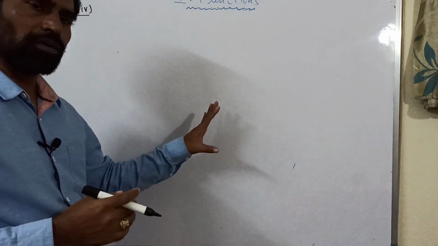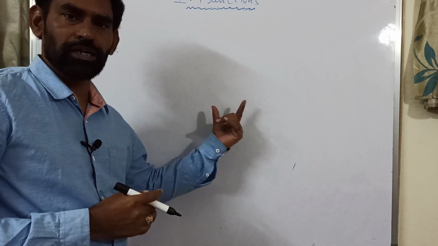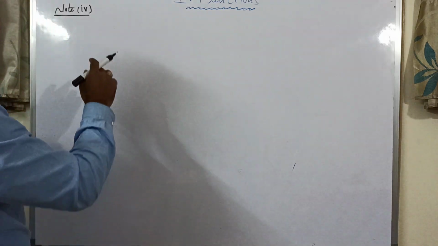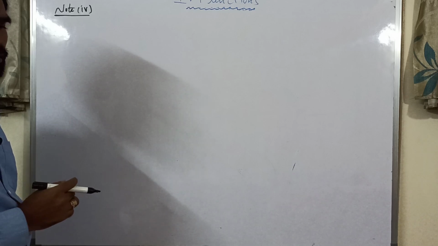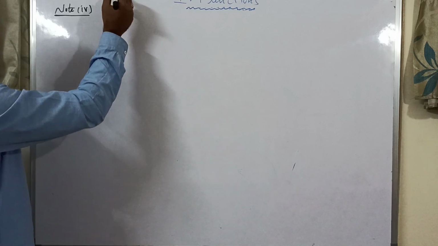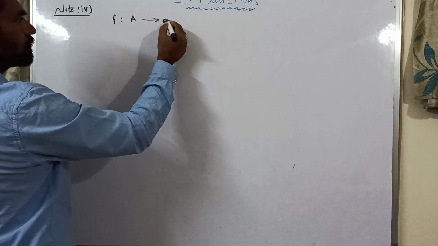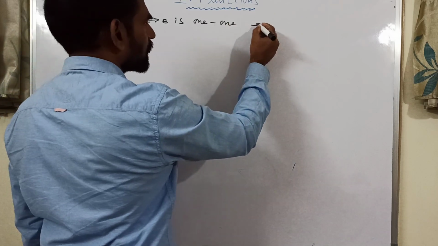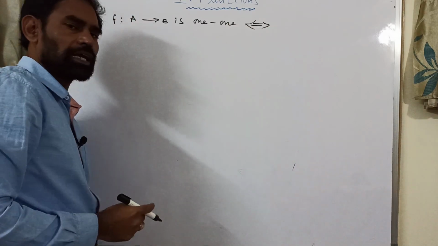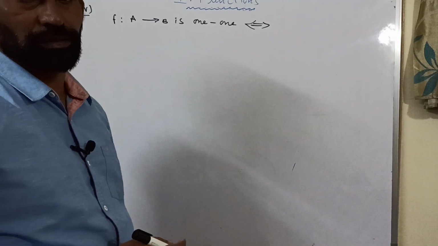Diagrammatically, I gave the definition already. Different elements in A having different images in B. Theoretically, how to show whether the given function is one-one or not. Here, f from A to B is one-one, implies and implied. I am writing the formula here.